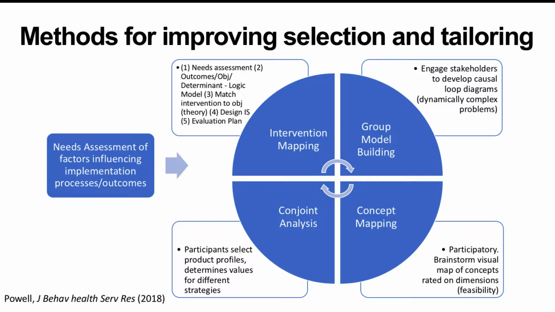Group model building has also been employed more recently, and this is particularly great for dynamically complex problems. It involves engaging stakeholders to develop causal loop diagrams. And then finally, concept mapping. This is a participatory approach which involves brainstorming and creating visual maps of concepts rated on certain dimensions, like feasibility of a given implementation strategy. Other methods have also been proposed, such as stakeholder interviews, Delphi polls, modified Delphi polls as well. And so really the key piece that I'm leaving you with here is that you need to do a needs assessment. And then there are lots of different methods by which you can map specific strategies to the barriers to implementing your program.